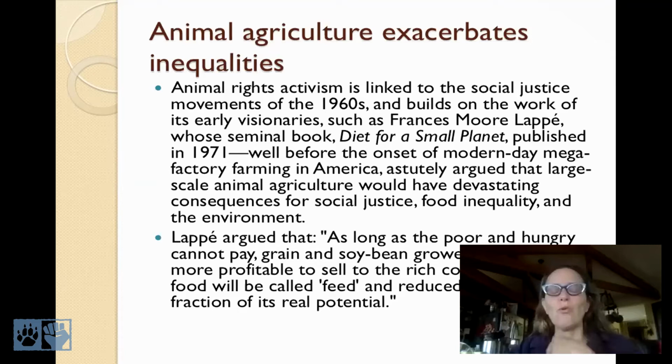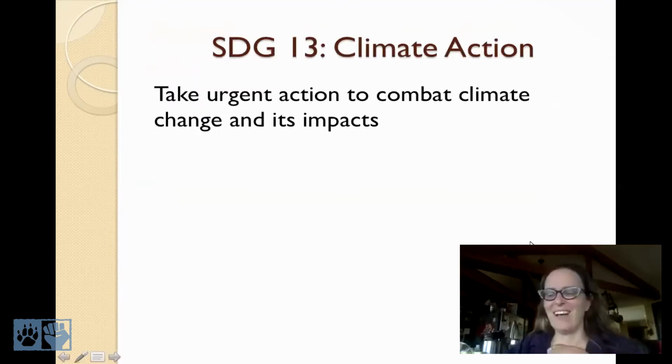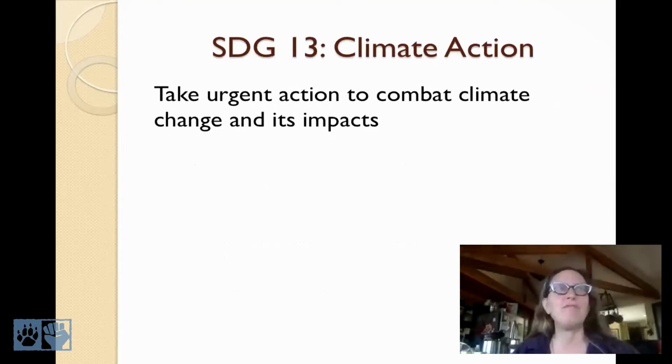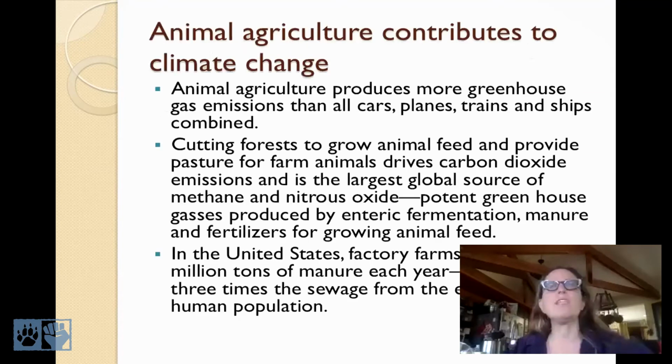So the next one is climate action, urgent action to combat climate change and its impacts. And this also has received a lot of attention and a lot of excellent research and documentary films and a lot of writing about the interaction between industrial animal agriculture and climate change. But I think that this needs to be brought into the United Nations discourse on climate action, because it has not yet, despite a lot of effort, adequately permeated that discourse by a long way.